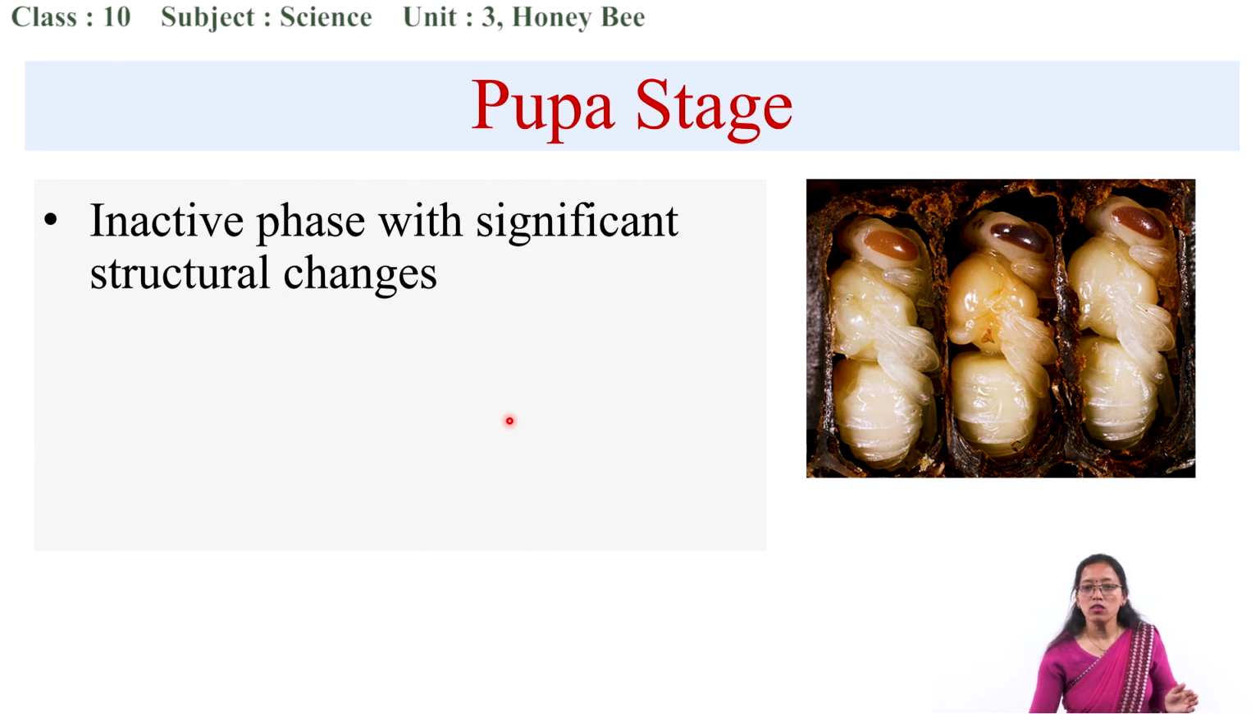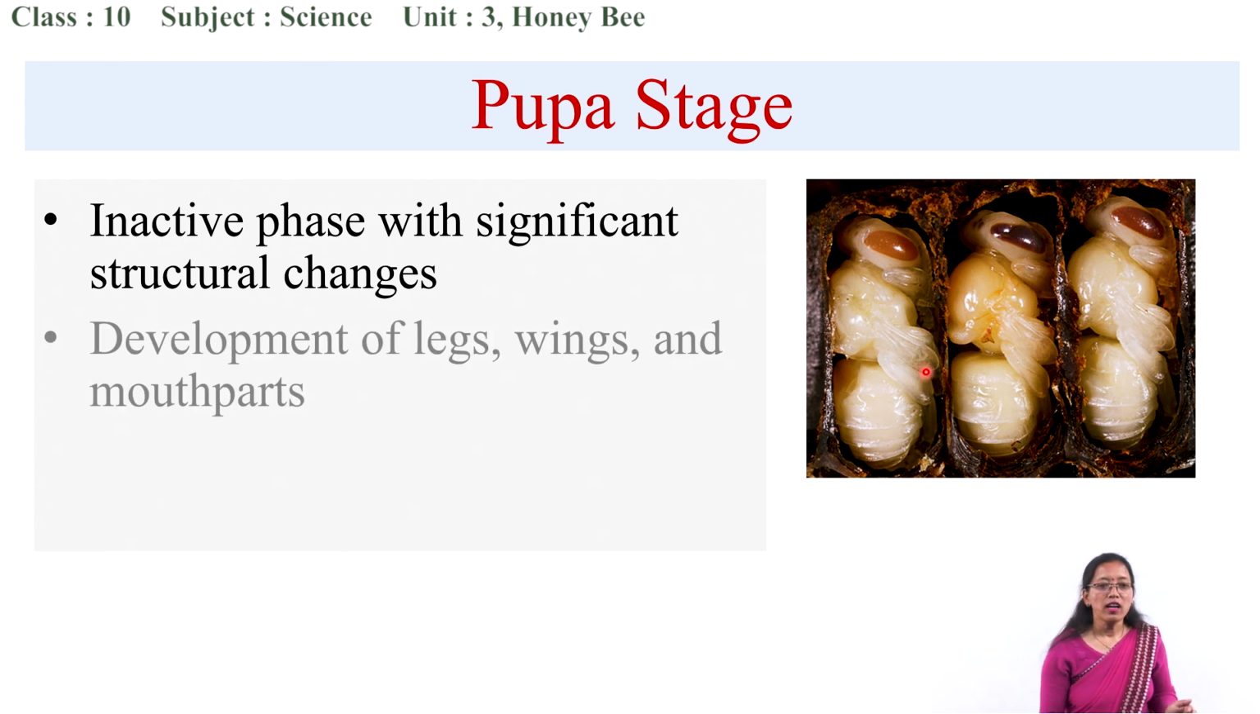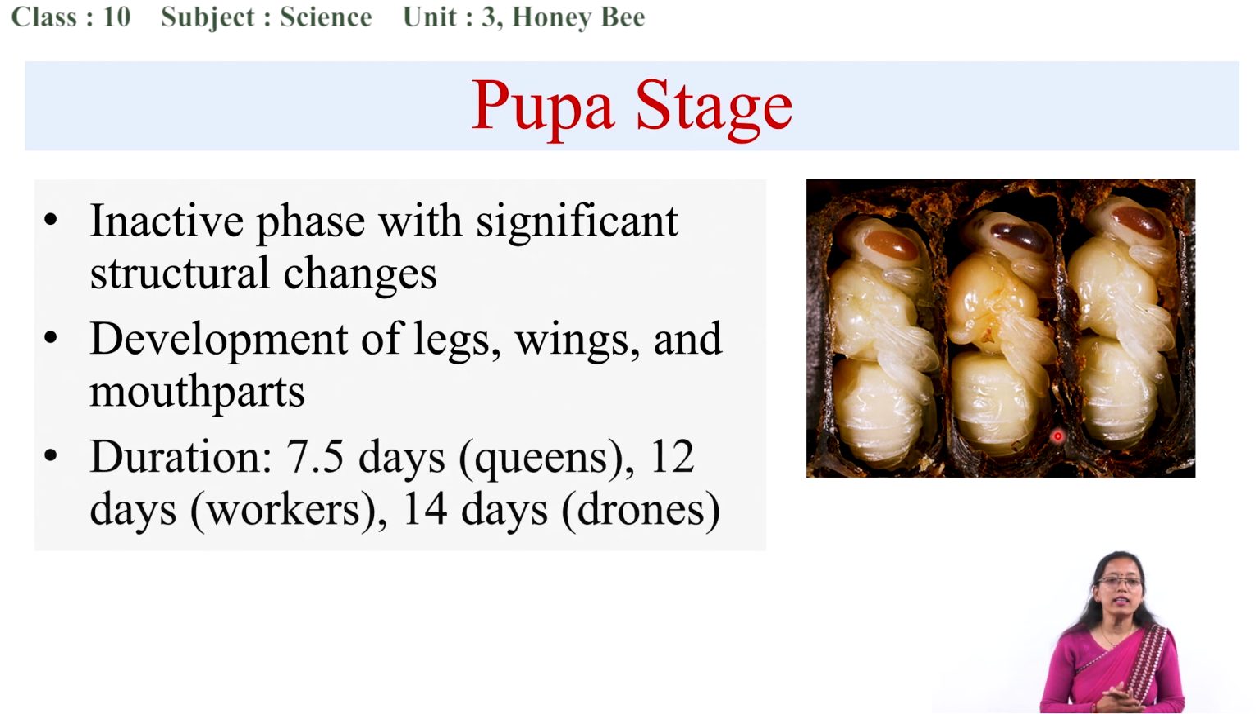But here, there is separation of head, thorax, abdomen, and development of legs, etc. takes place. There is development of legs, wings, mouth parts, all the parts are developed here. Its duration is 7.5 days for the queen. It is also different for different types of bees: 7.5 days for the queen bees, 12 days for the worker bee, and 14 days for the drone bee.